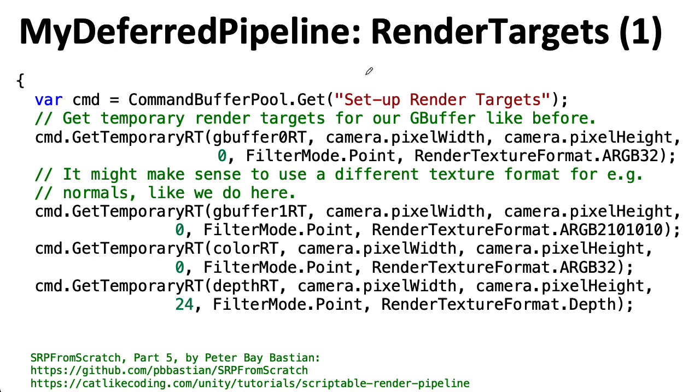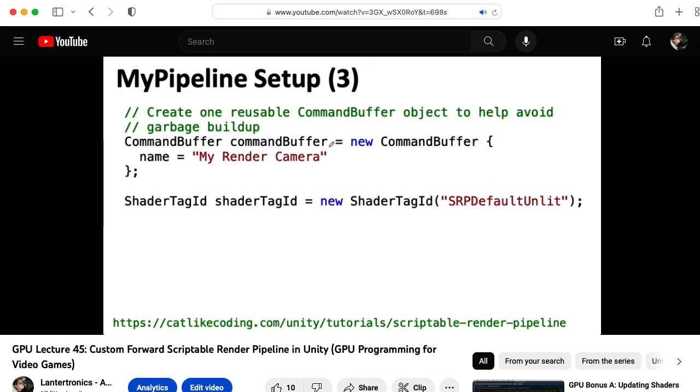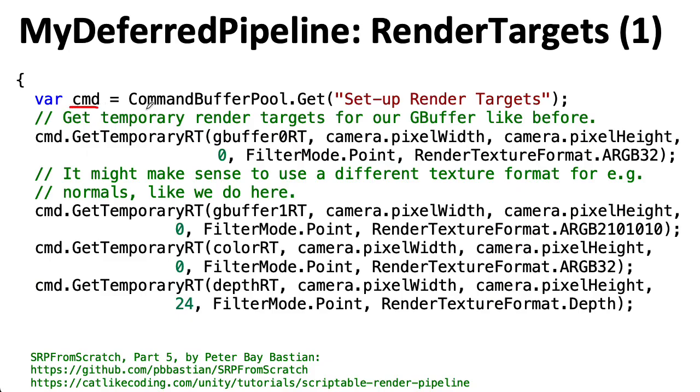Okay, so we need to send some commands to the GPU. In the last lecture, we allocated a command buffer using the new keyword. Here we're getting one by sending the command buffer pool class a message for the static method get, and I have no idea why you would use one approach over the other. If you have any insight about that, please leave a comment below. So we need to tell the GPU to allocate memory for our various render targets, and we do that with this getTemporaryRT method.